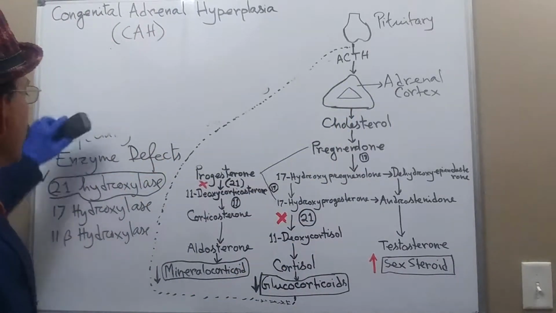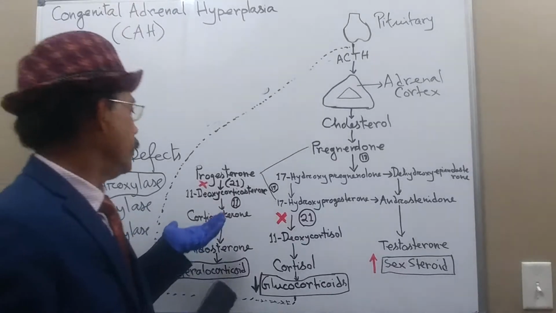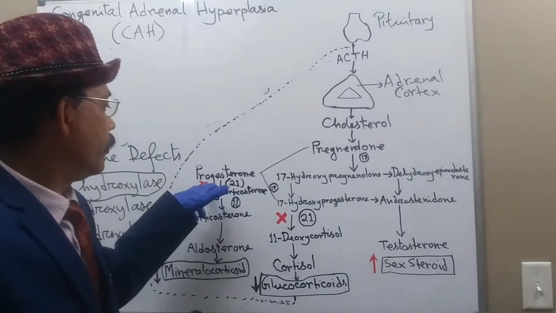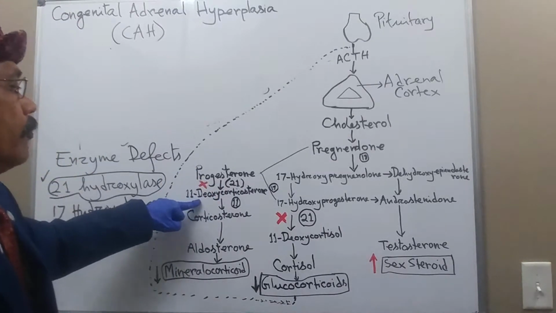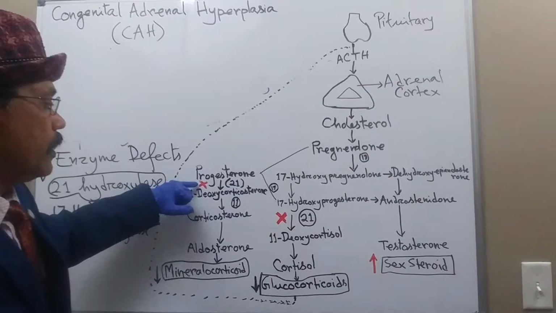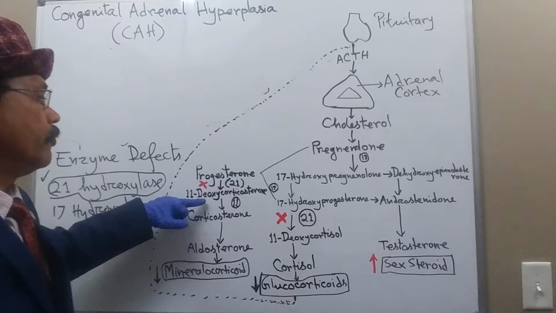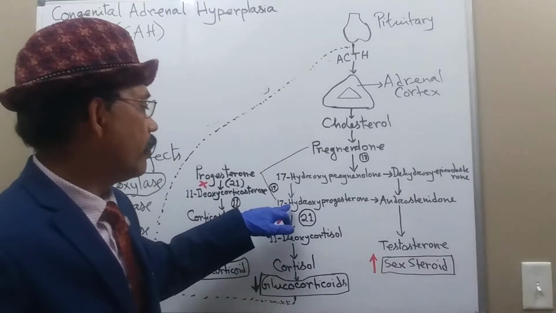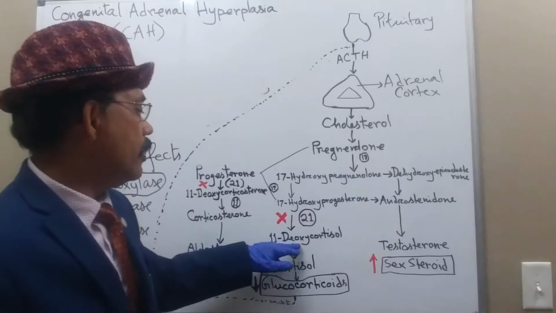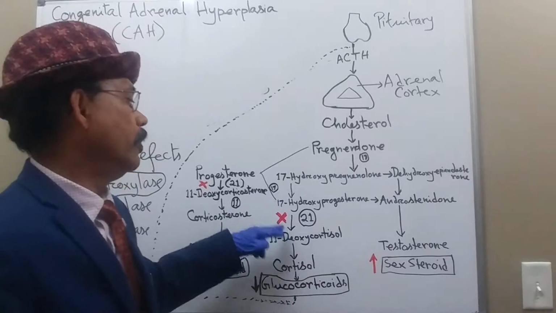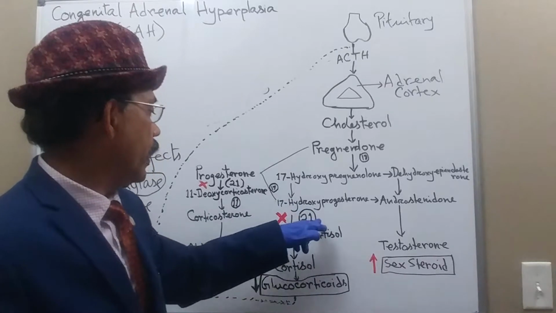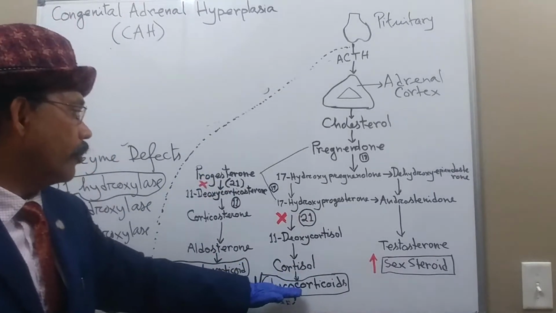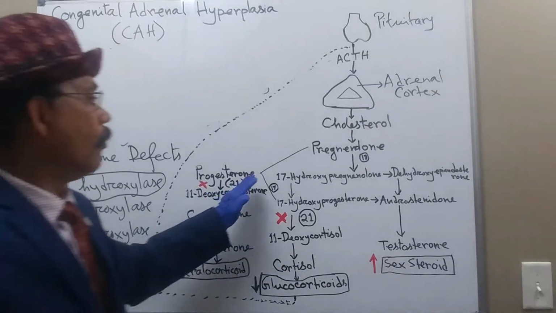Okay, so we have a defect in the enzyme, multiple enzymes may be defective. The most common is 21 hydroxylase deficiency. So at this site, the conversion of progesterone to 11 deoxycorticosterone is hampered because of blockage due to lack of 21 hydroxylase enzyme. Another place here, 17 hydroxyprogesterone to 11 deoxycortisol is not possible because of blockage at this level due to lack of 21 hydroxylase. So if the glucocorticoid is not produced or mineralocorticoid is not produced, what will happen?